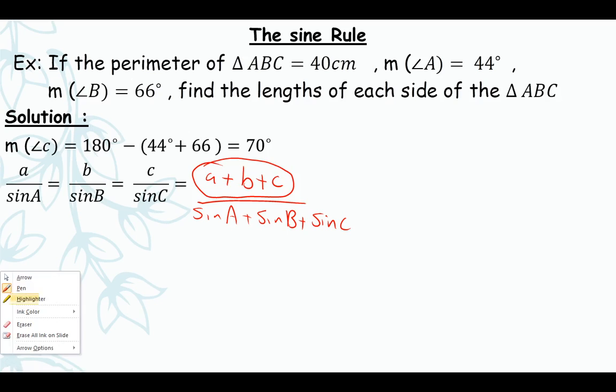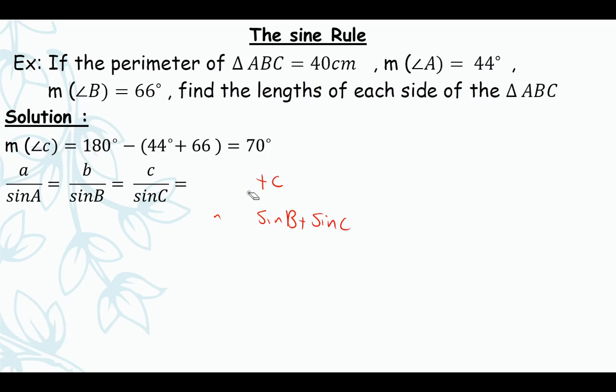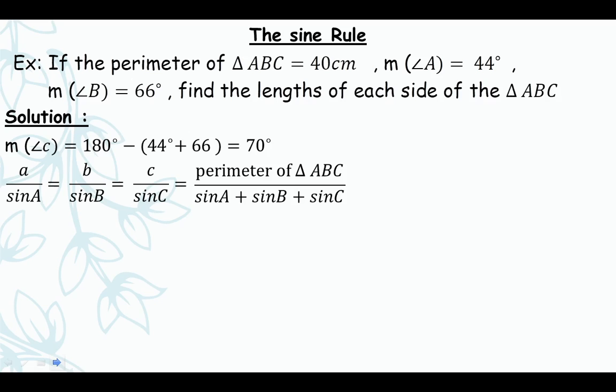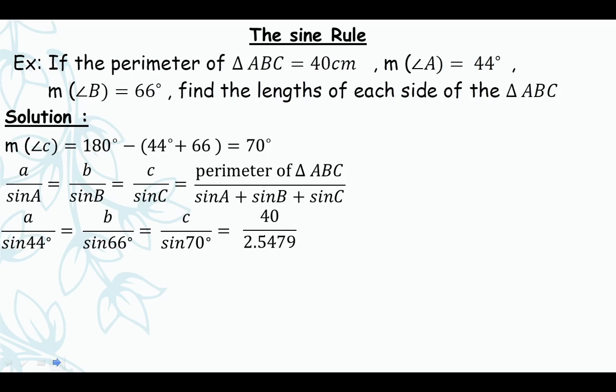So we can write another term in this ratio, which is the perimeter of the triangle over the sum of the sines of the angles: perimeter of triangle ABC over sine A plus sine B plus sine C. Here a over sine 44 equals b over sine 66 equals c over sine 70 equals 40, which is the perimeter of the triangle, over the sum of these values, 2.5479.